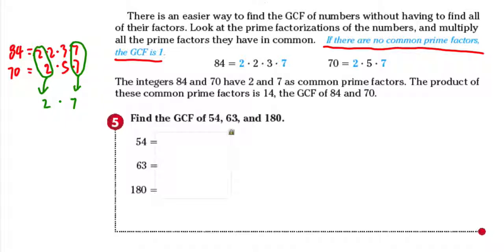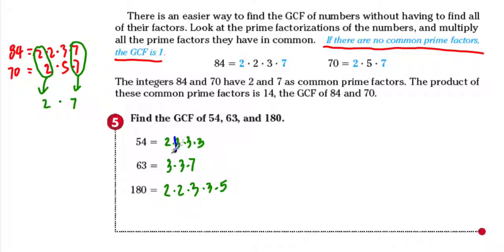So the prime factors of 54 are, sorry, not 2 times 2, it's 2 times 3 times 3 times 3. Prime factors of 63 are 3 times 3 times 7, and 180's prime factors are 2 times 2 times 3 times 3 times 5. And we simply circle the common factors of each row.